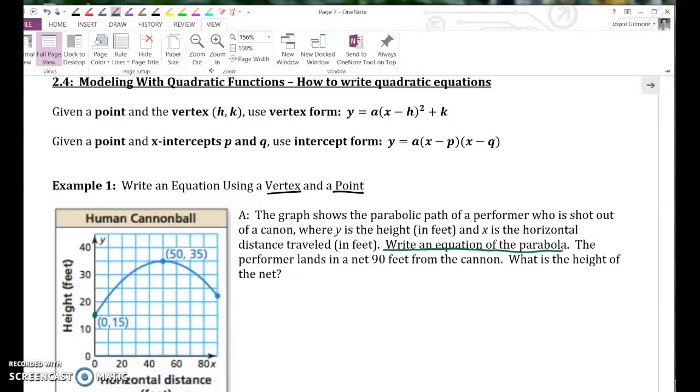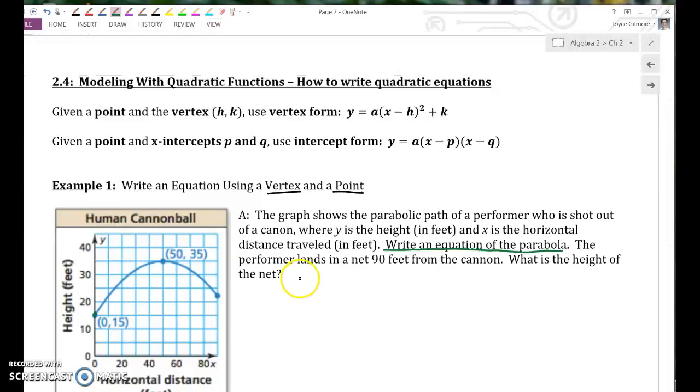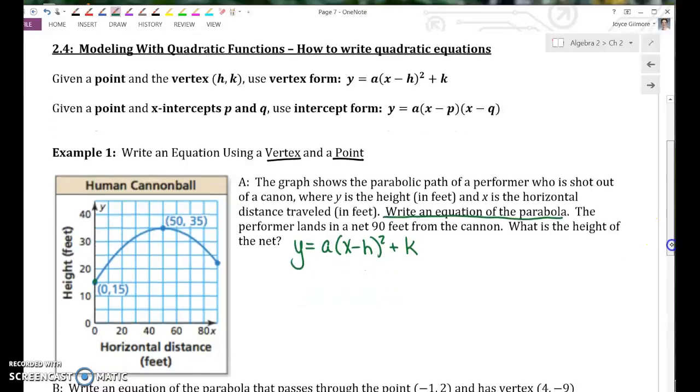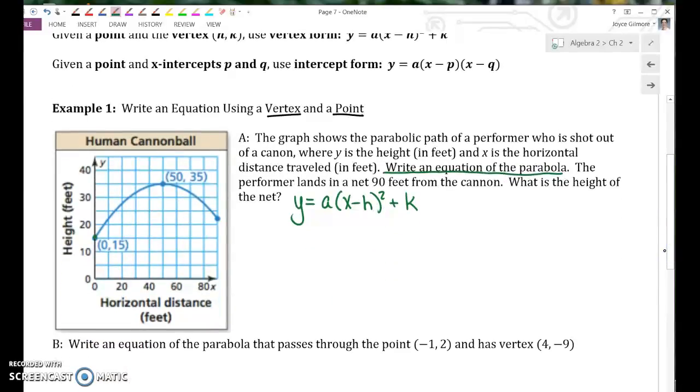Because we have the vertex on this parabola, we are going to use vertex form. So I'm going to write what vertex form is on the problem. The vertex of this parabola is 50, 35. That means 50 is the h and 35 is the k. So your next step is to put 50 in place of h and 35 in place of k.